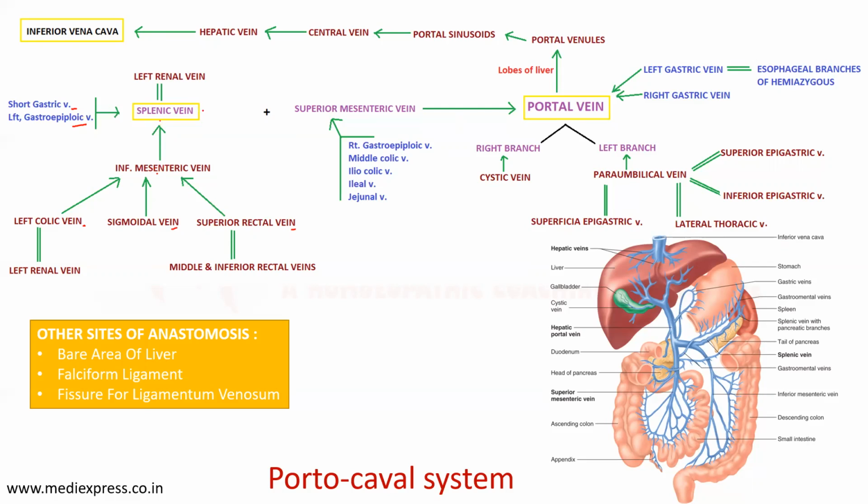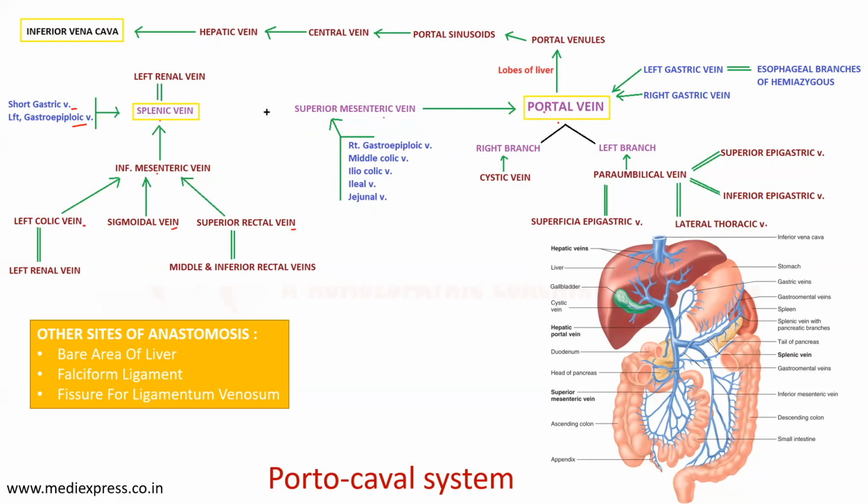Clear. Now, the blood from the splenic vein, along with that of the superior mesenteric vein, will drain into the portal vein. This is what you need to remember. You know where the blood comes from in the splenic vein. So from where does the superior mesenteric vein get the blood? That is the right gastroepiploic vein, middle colic vein, ileocolic vein, ileal vein, as well as jejunal vein. So, these will drain into the superior mesenteric vein. Now, blood is being collected in the splenic as well as superior mesenteric vein, and together it will drain into the portal vein.